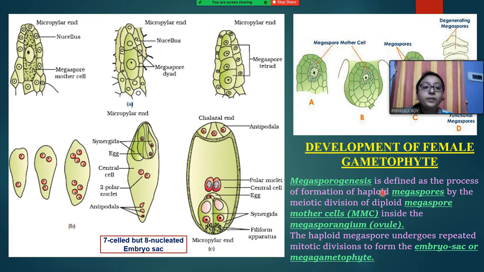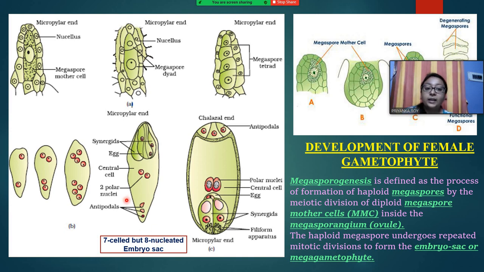So megasporogenesis is the process of formation of haploid megaspores. This process is known as megasporogenesis because it is formed by the meiotic division of the diploid megaspore mother cells inside the megasporangia, in this case, the ovule. Next, the haploid megaspore undergoes repeated mitotic divisions and gives rise to an 8 nuclei stage, or the 7-celled but 8-nucleated embryo sac.